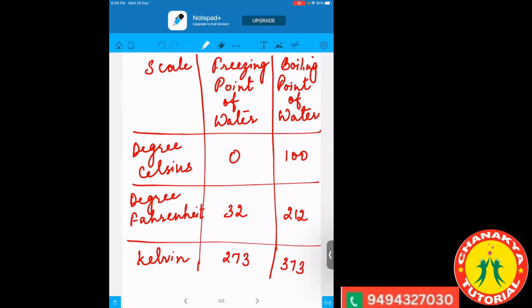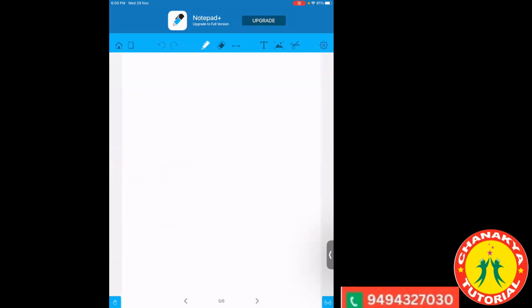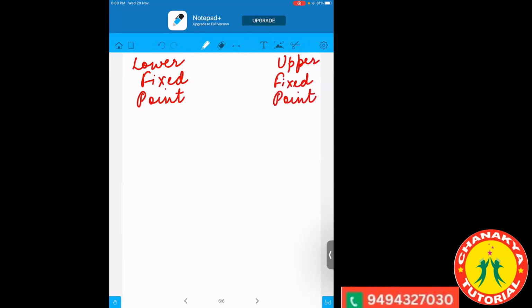Now, there are 2 points present on each scale. The first point is called the lower fixed point, and the last one is called the upper fixed point. Like 0 was the lowest and 100 was the highest. Same way 32, 212, then 273, 373. The lower one will be the lower fixed point and the last one will be the upper fixed point. So 2 points will be there on each scale.